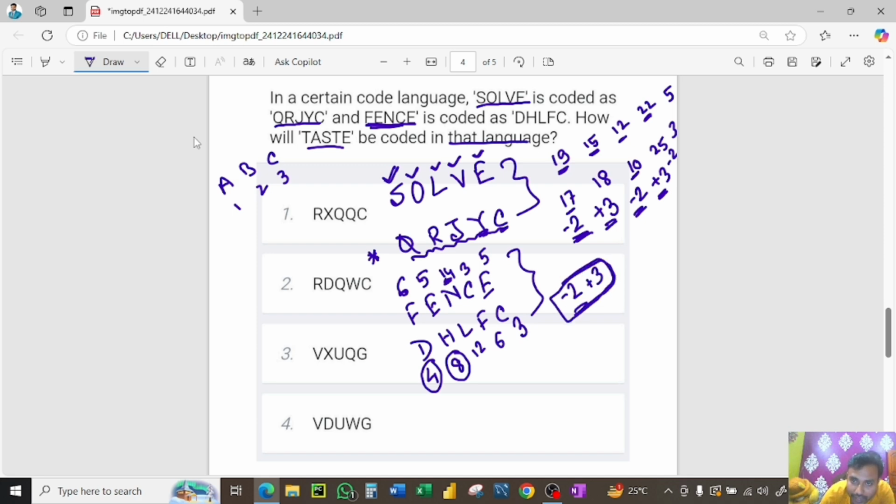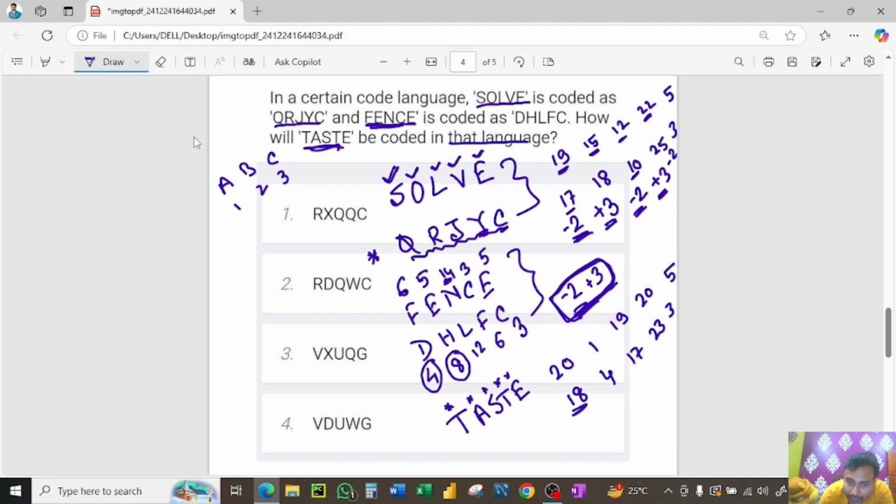Using this logic, we will find the code of TASTE. The numbering of T is 20, A is 1, S is 19, T is 20, and E is 5. Now we use the logic minus 2, plus 3. So 20 minus 2 is 18, 1 plus 3 is 4, 19 minus 2 is 17, 20 plus 3 is 23, and 5 minus 2 is 3.